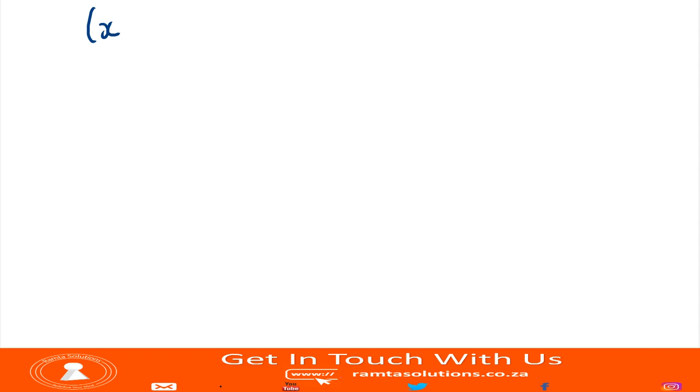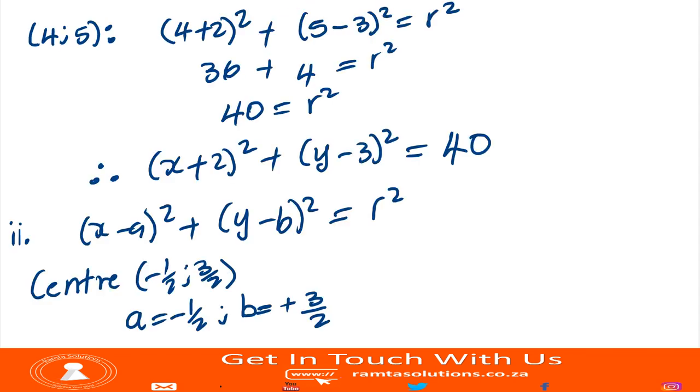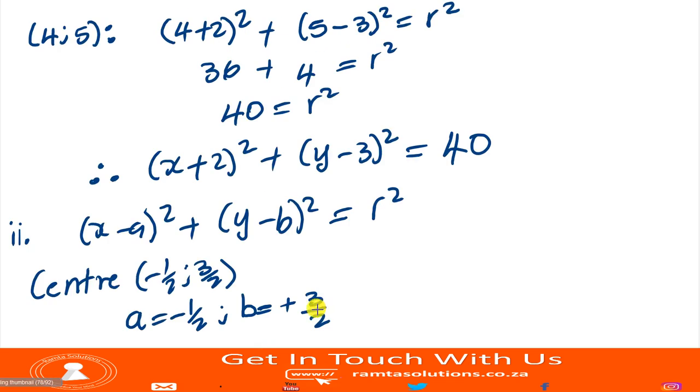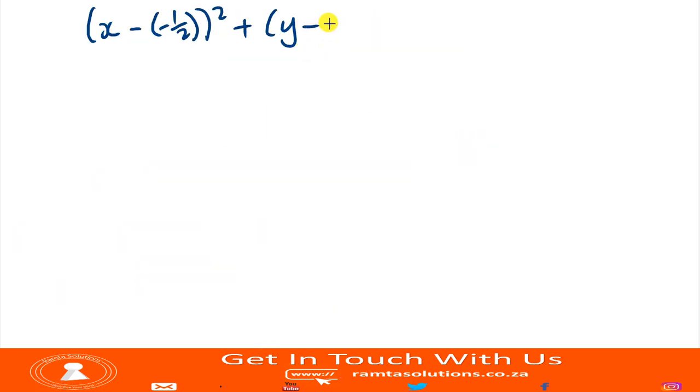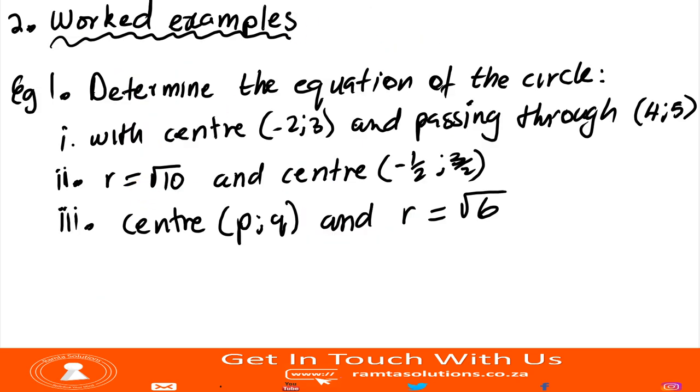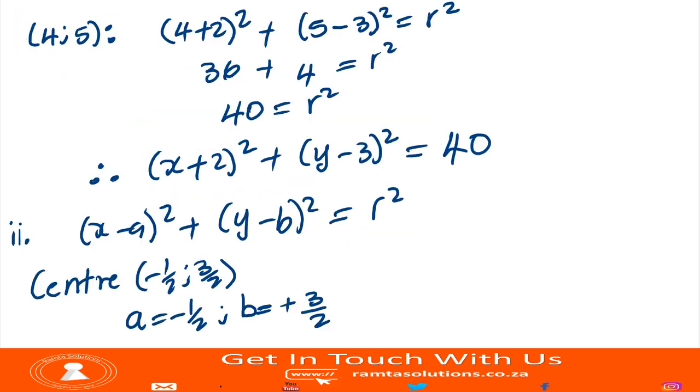We said it was x minus half, all square, plus y minus 3 over 2, because it's positive, minus 3 over 2, all square. Now, what was our radius? In this question, the radius was square root of 10. So check this out, this is r squared.